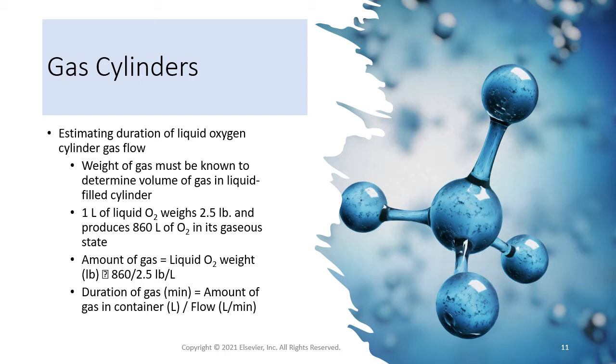Amount of gas in a cylinder is equal to liquid O2 weight times 860 divided by 2.5 pounds per liter. After the amount of oxygen remaining in the cylinder is determined, the duration of gas in minutes can be calculated with the following formula. Duration of gas in minutes is equal to the amount of the gas in the cylinder in liters divided by the flow in liters per minute.